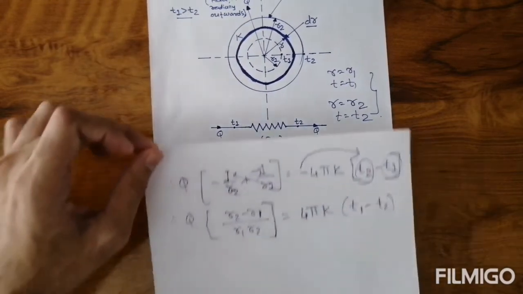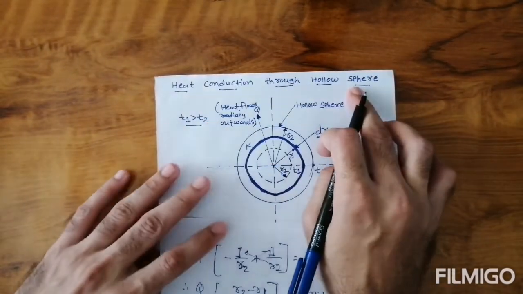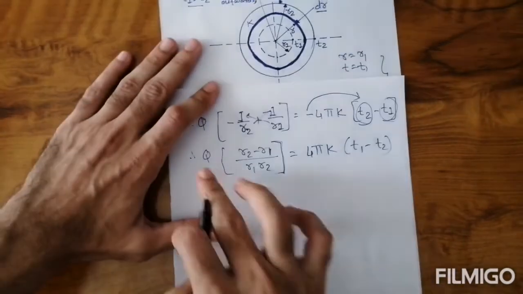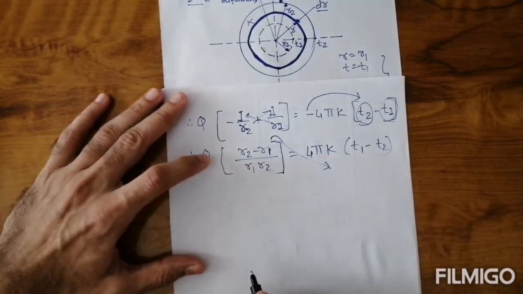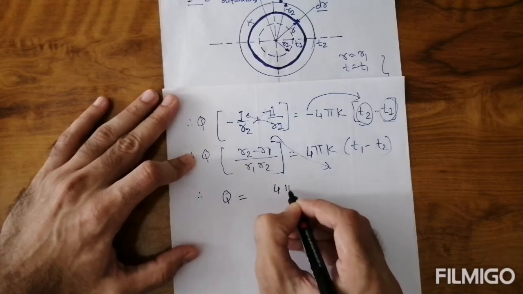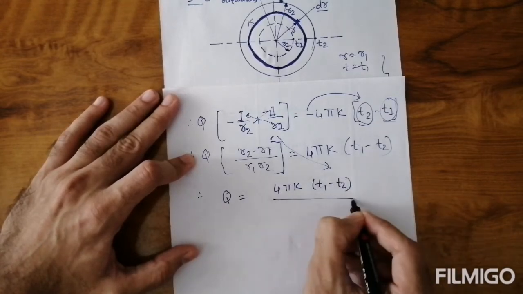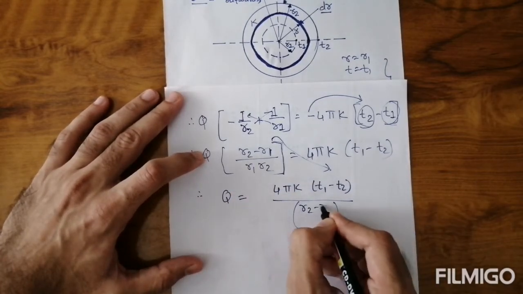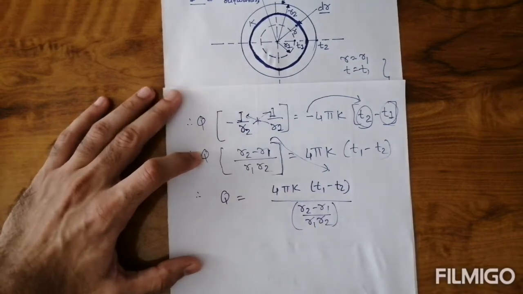Okay, up to that. Now we require heat conduction through a hollow sphere. It means we require the equation of the Q. One more time rearranging, that radius equation will be considered that side. Okay, so what will be our answer now? Q is equal to 4 pi k as it is T1 minus T2 divided by, that denominator will be R2 minus R1 divided by R1 R2.